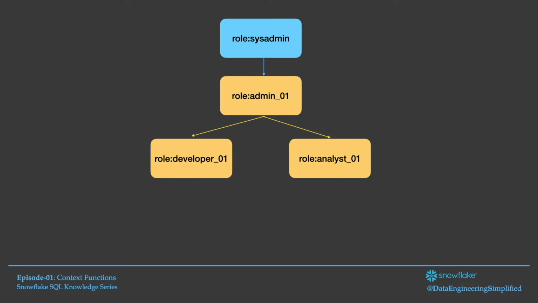These are different roles and they can do different activities. We have an admin here. An admin can also access the developer role, and admin can also access the analyst role. As per the Snowflake guidelines, the system admin should be able to access all the roles, and this is how the hierarchy is met.